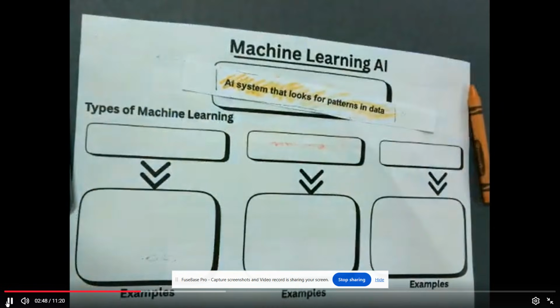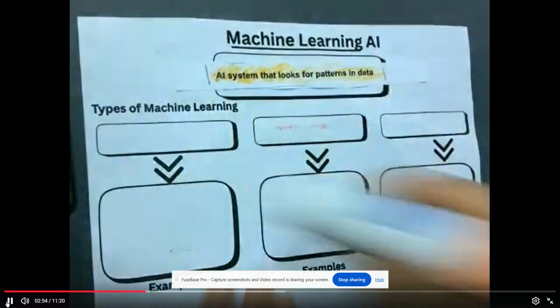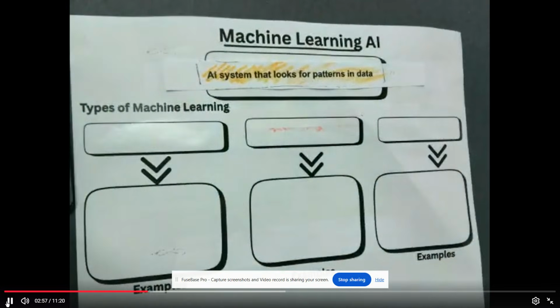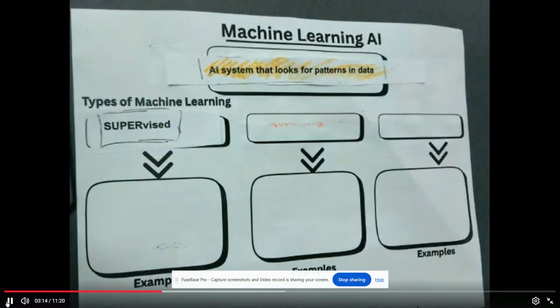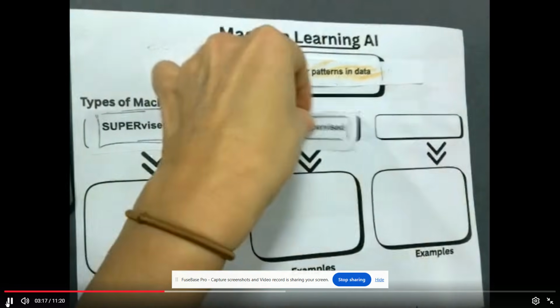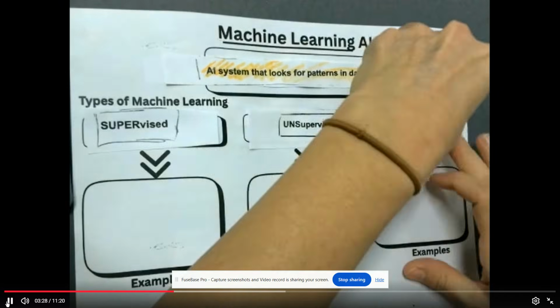And in the second row, okay, be careful with your glue because you're going to be turning this in. You don't want it to stick to someone else's. The second row is our 3 types of machine learning. So our first type is going to be supervised. Okay. Our second type is going to be unsupervised. And our third type is going to be reinforcement. And you're going to go ahead and color code these yellow, green, and blue.